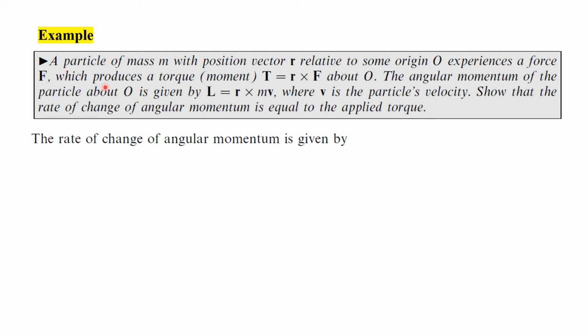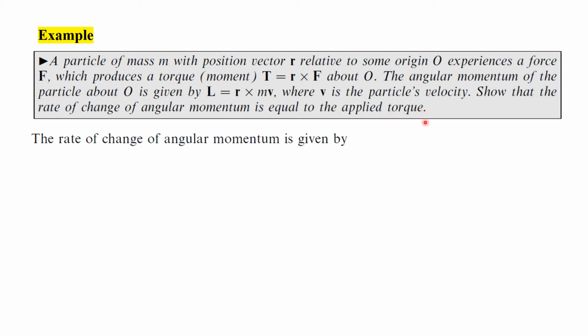Again, a particle of mass m with position vector r relative to some origin O experiences a force F, which produces a torque, which we also call your moment. So your vector tau is equal to your vector r cross your vector F about the origin. The angular momentum of the particle about the origin is given by your L is equal to r cross mv, where v is the particle's velocity.